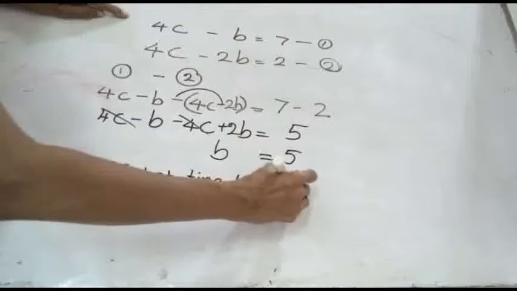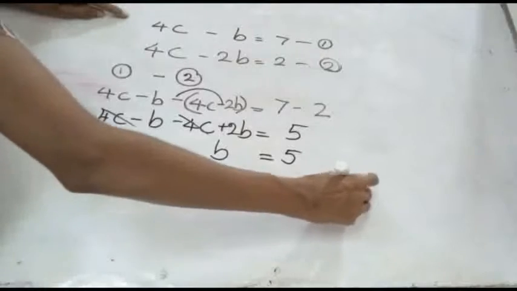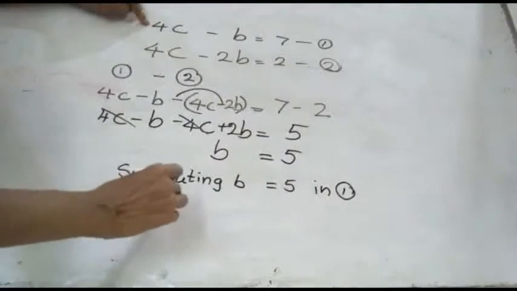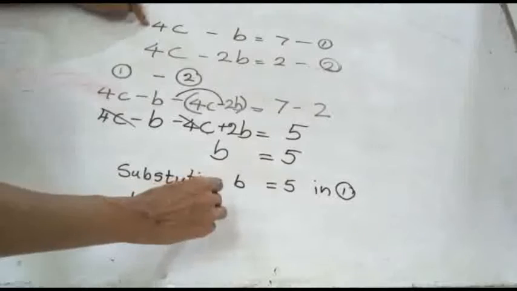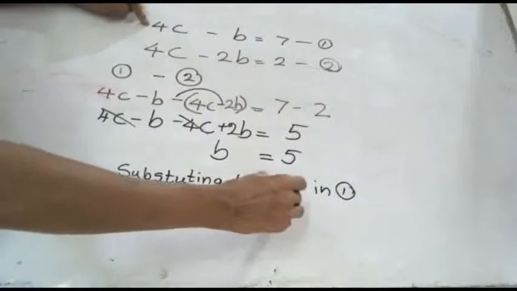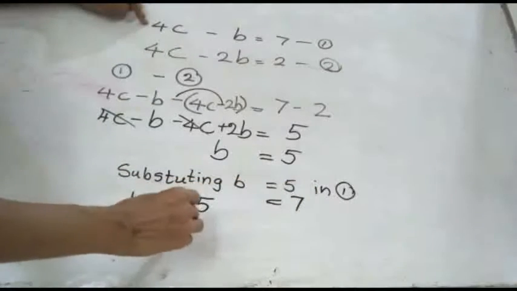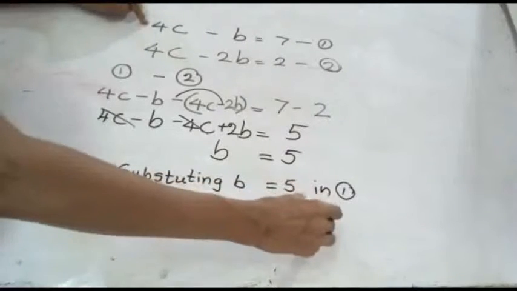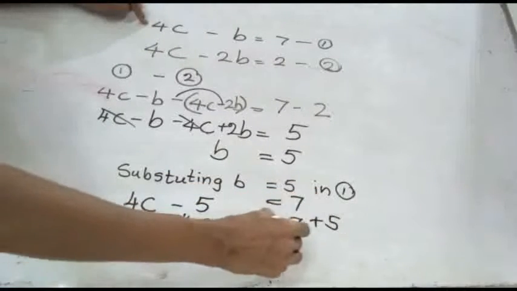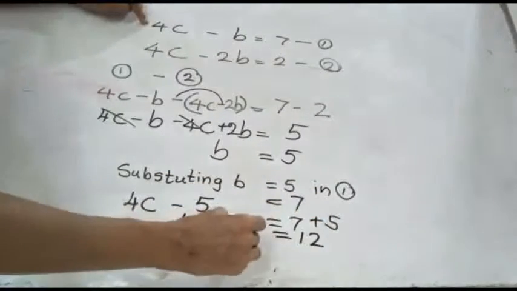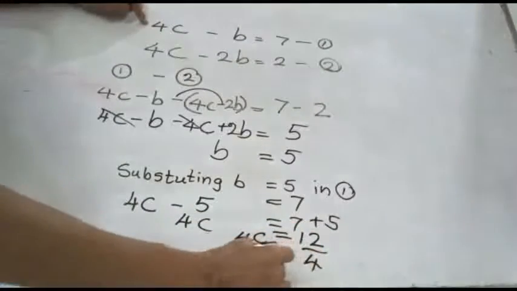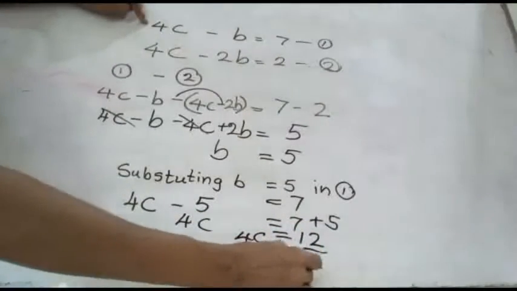To find the value of c, we substitute b is equal to 5 in the first equation. 4c subtract 5 is equal to 7. 4c is equal to 7 plus 5. 7 plus 5 is equal to 12. 4c is equal to 12. Both sides divide by 4. c is equal to 3.